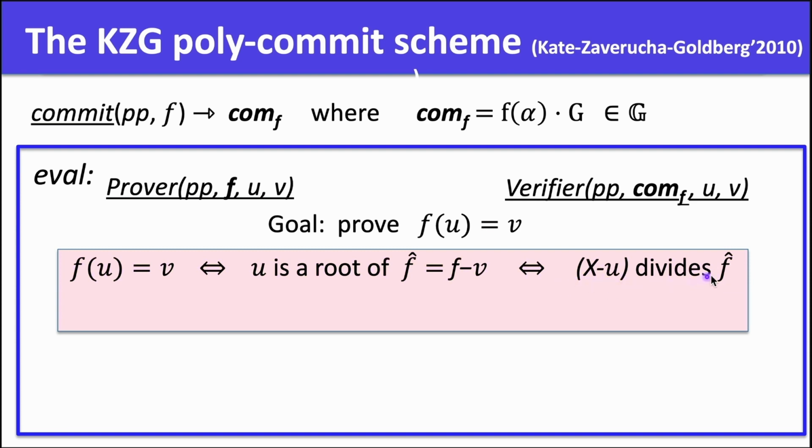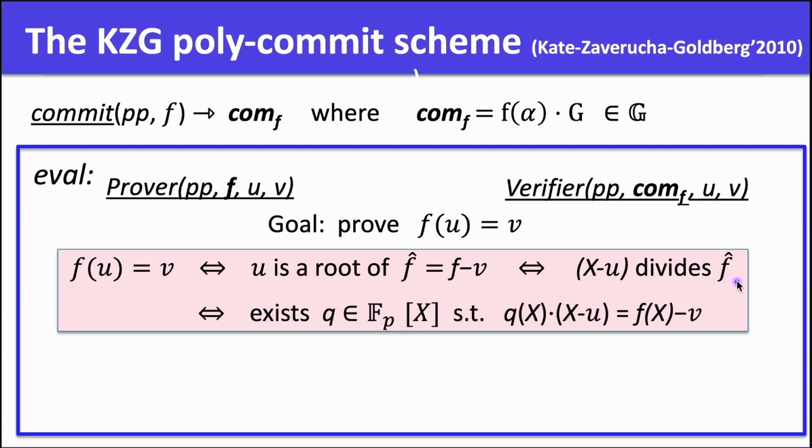Okay, so what does it mean that x minus u divides f hat? What it means is there exists some quotient polynomial q such that q times x minus u is equal to f hat, namely is equal to f of x minus v. Okay, so this formula here is the critical formula that we're going to use to do the evaluation proof. I'll say it again. The quotient polynomial q times the linear polynomial x minus u is equal to the polynomial f of x minus v. And in fact, this quotient polynomial q exists if and only if f of u is equal to v. So this will give you an idea for how to do the evaluation proof.